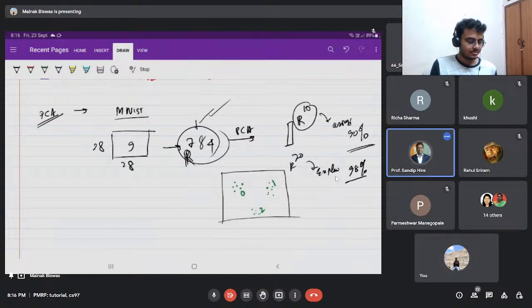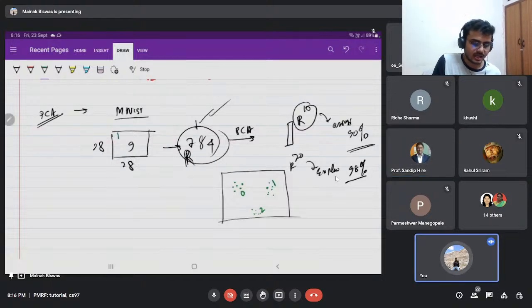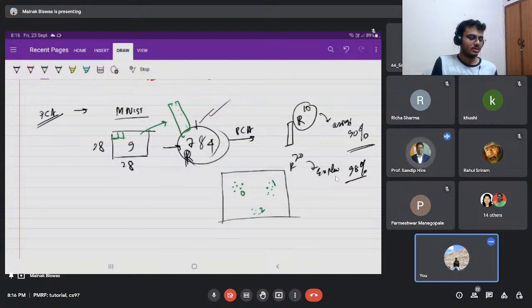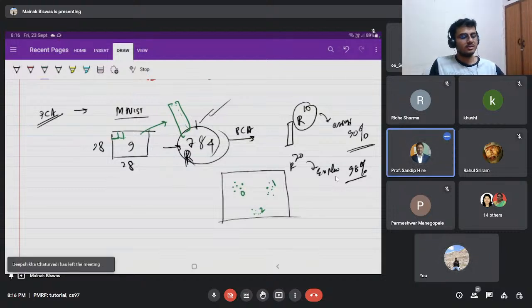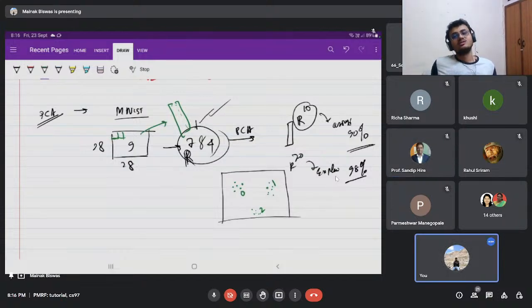784 vectors, right? It's a 28 cross 28 array. So we had rasterized it into a single vector and used a multi-layer perceptron, if you remember. Each of the entries was taken as a different feature, and we could reduce these features to 10-dimensional features.